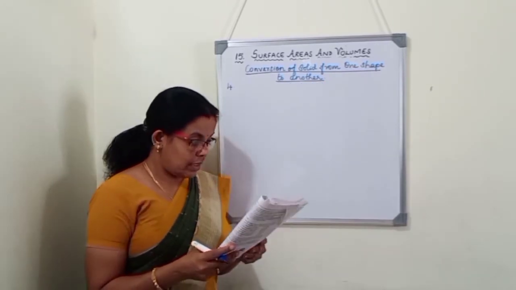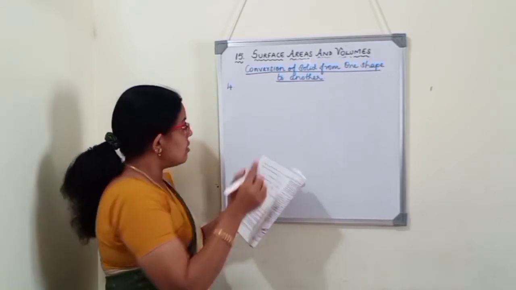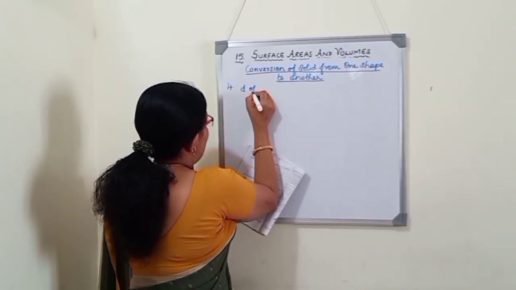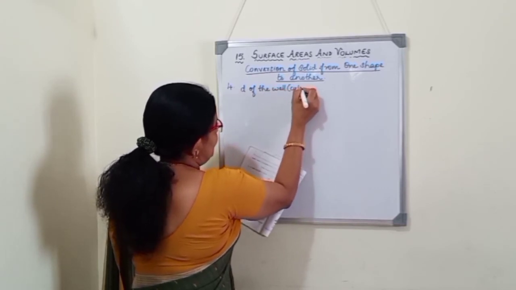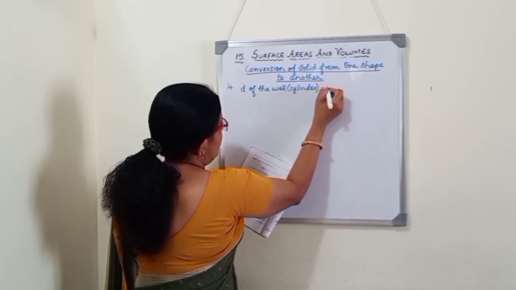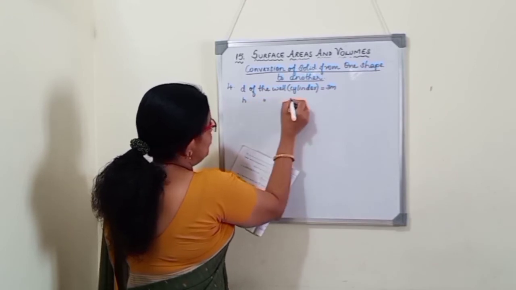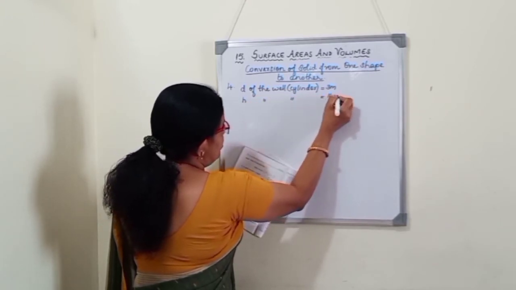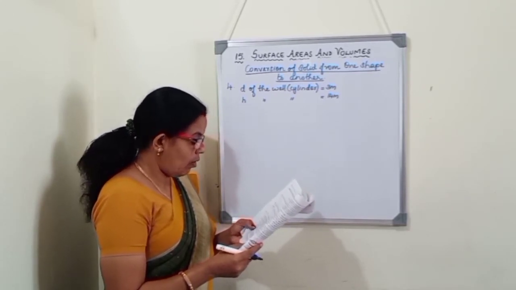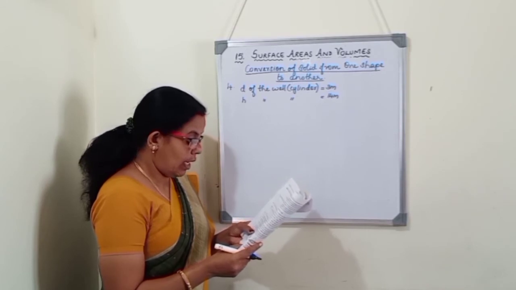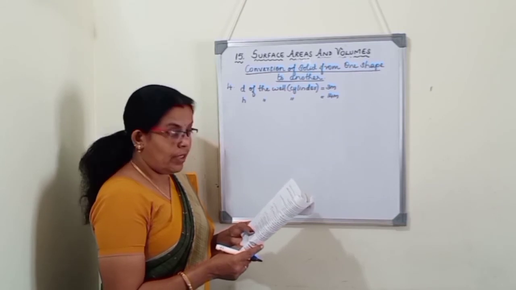A well of diameter 3 meter is dug 14 meter deep. The well is in the shape of a cylinder, so the height of the well is 14 meter deep. The earth taken out of it has been spread evenly all around it in the shape of a circular ring of width 4 meter to form an embankment. Find the height of the embankment.